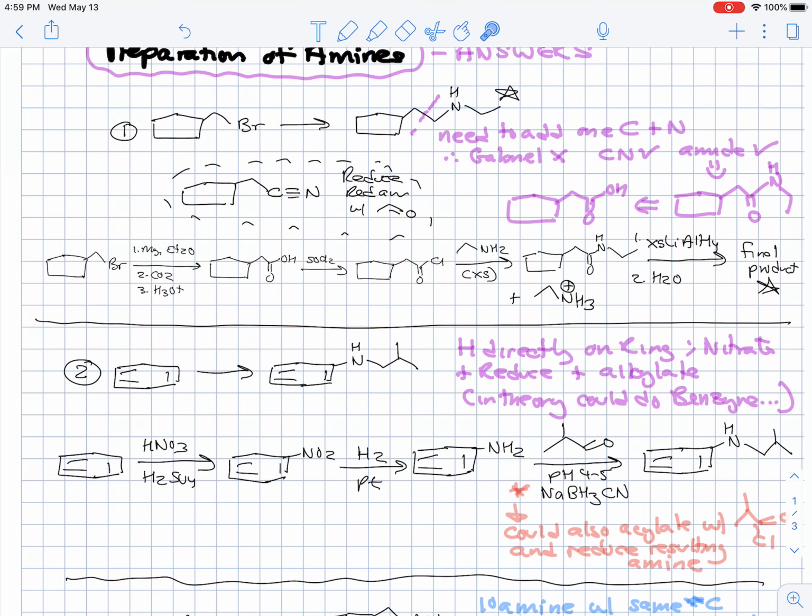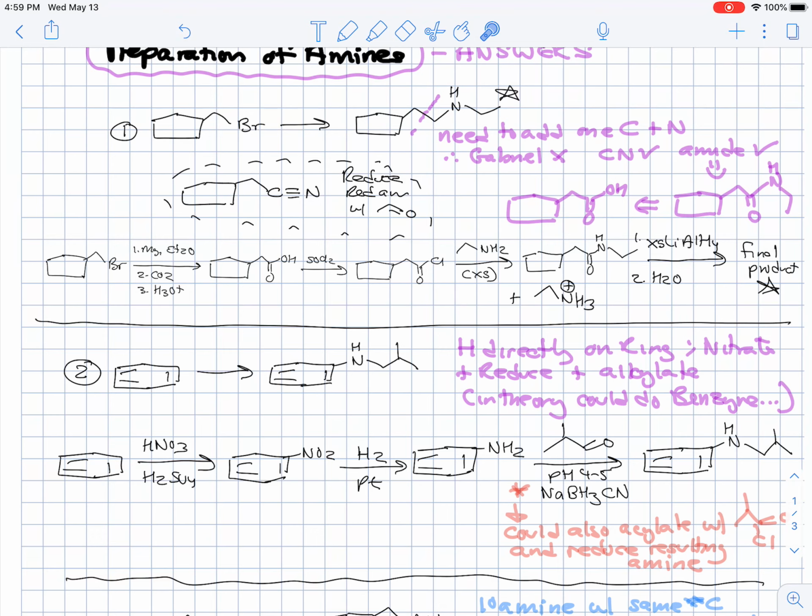That gives us the aniline, and then we do a reductive amination with this aldehyde, which adds 1, 2, 3, 4 carbons. And when you do the reductive amination, you just throw everything together in the same pot. It's what all of you guys have been trying to do for 2 semesters.